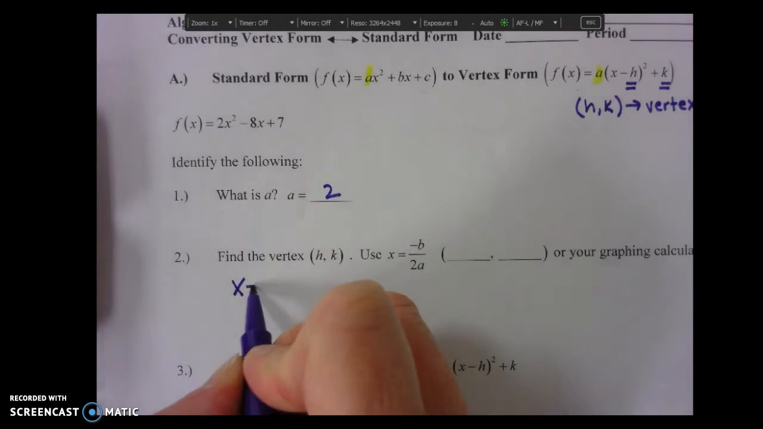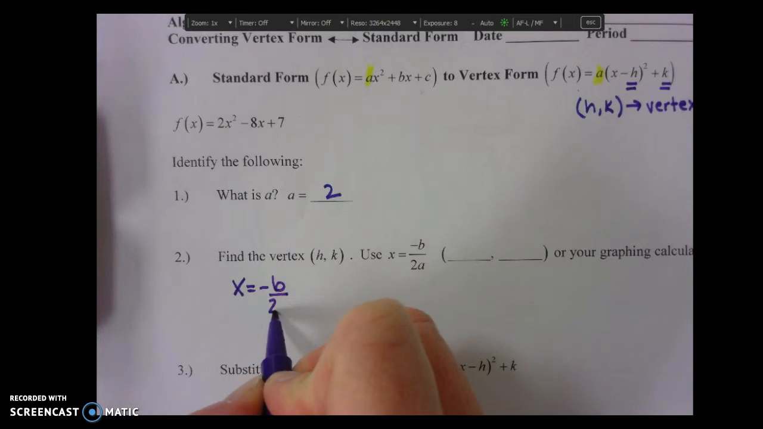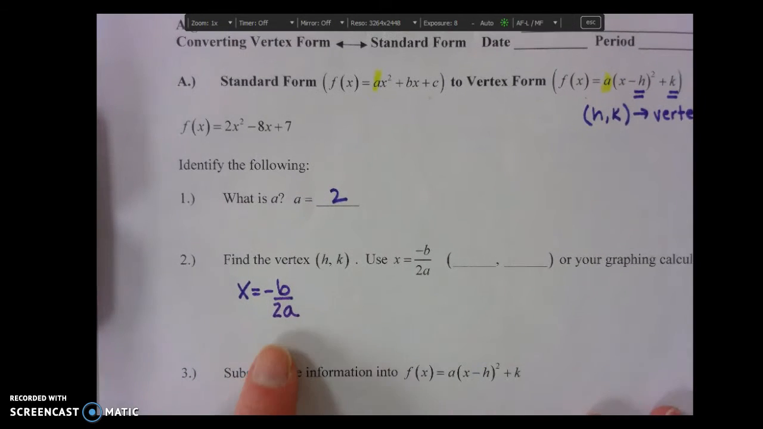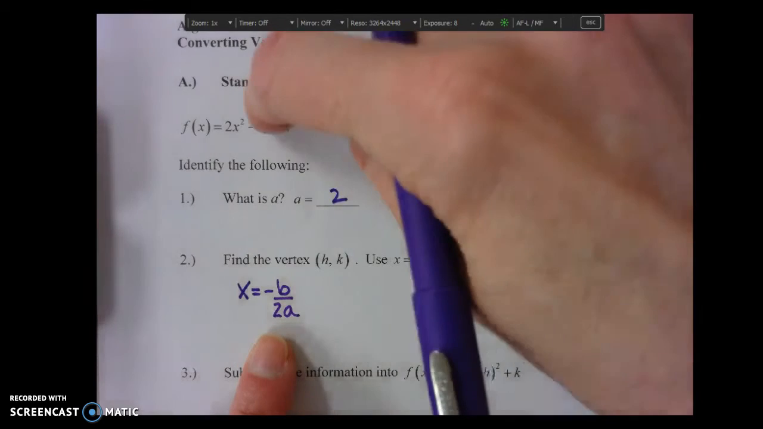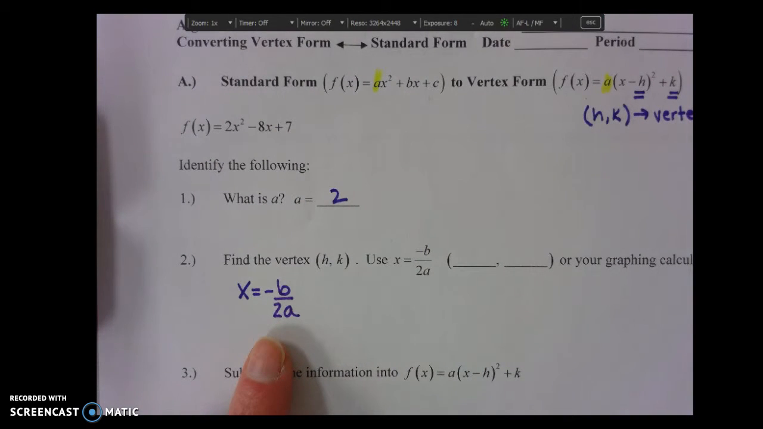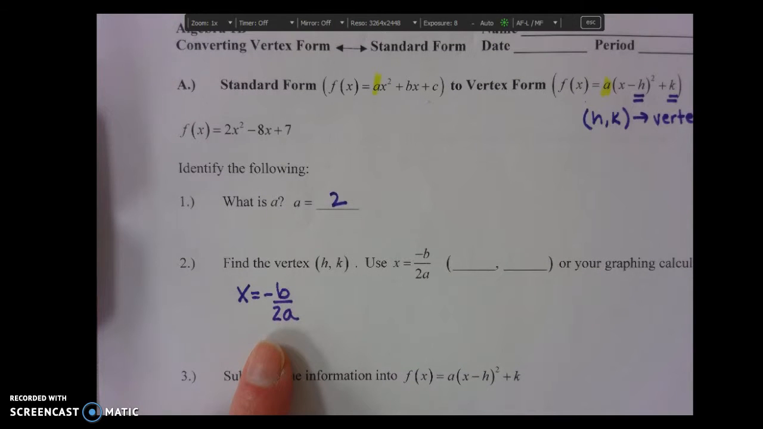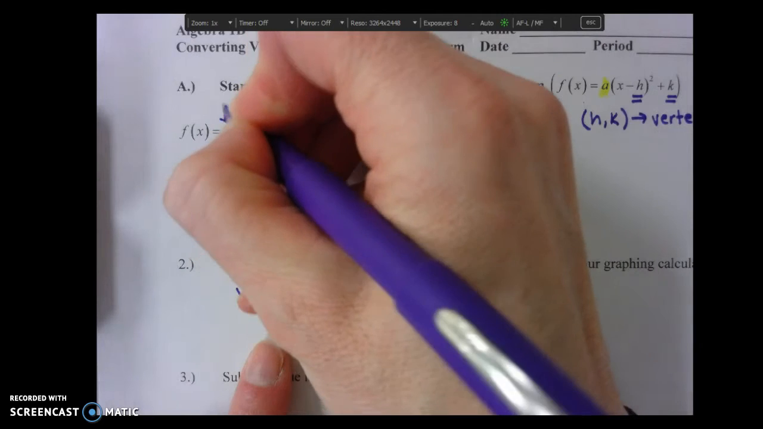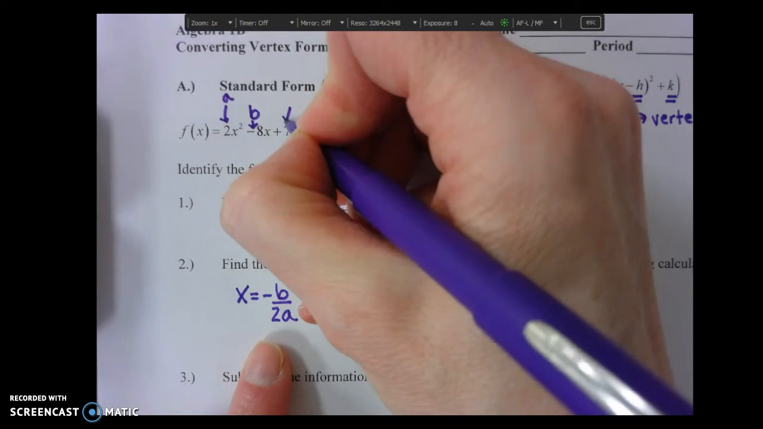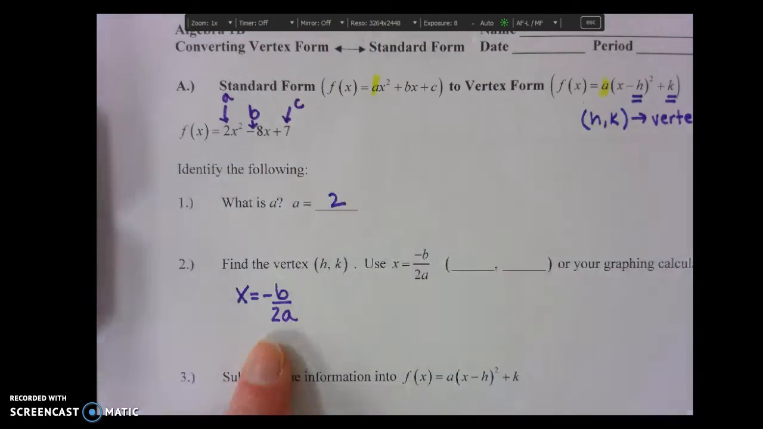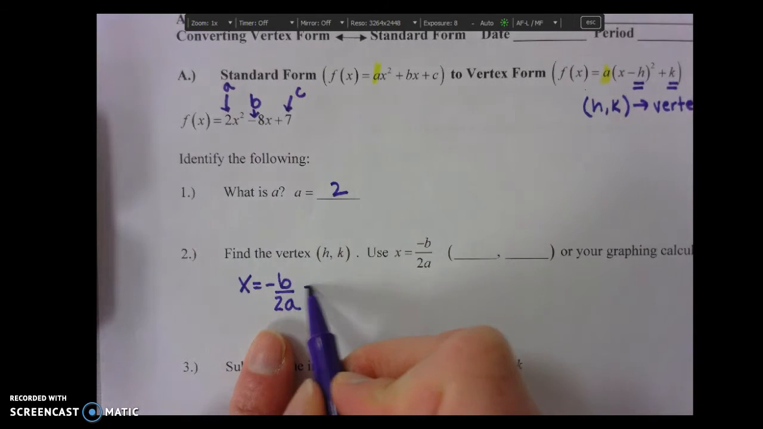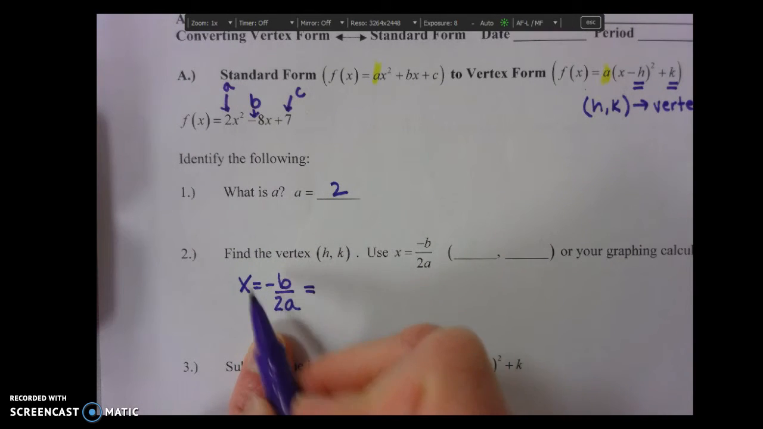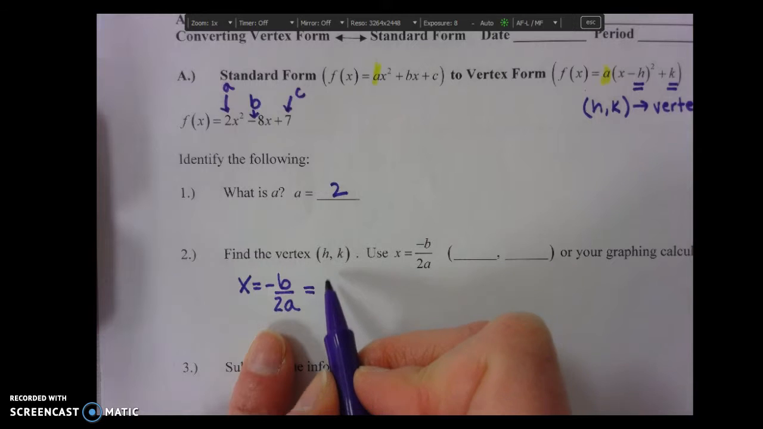If x is equal to negative b over 2a, I need to know who b is in this particular equation. Who's b? Yep, b is the number in front of x. A is always the number in front of x squared, and c always represents your constant. Well, if b is negative 8, and the formula is the opposite of b, what are you going to write down? 8.